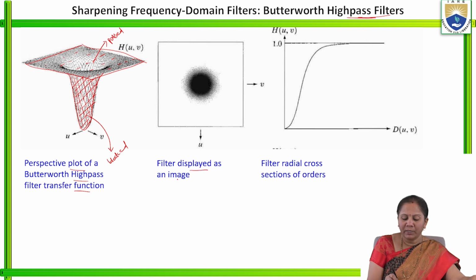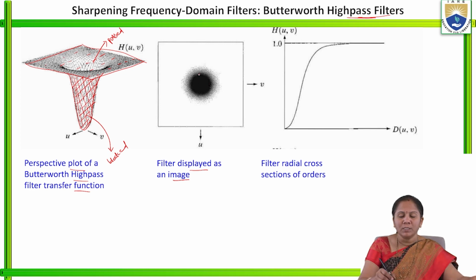Coming to the filter displayed as an image, we can observe a small circle is present. In the ideal high pass filter, we had a sharp transition, that is, a sharp circle. There are no other frequencies like this; it is sharply available. But here we can observe there are other frequencies available along with the lower frequencies across the circle.